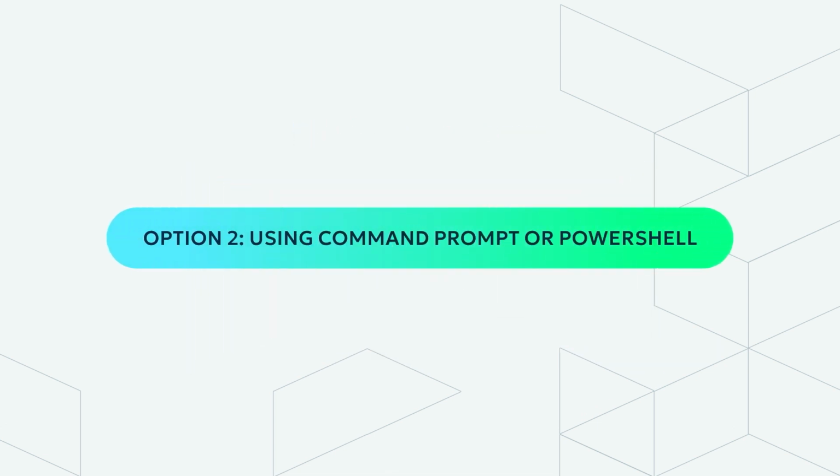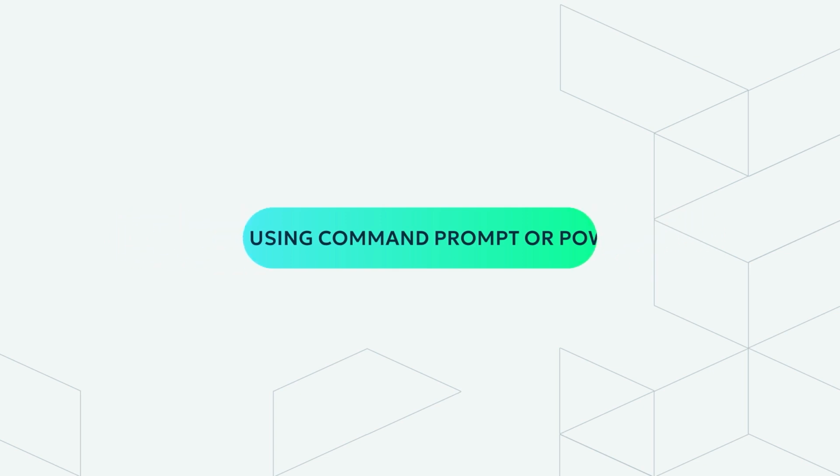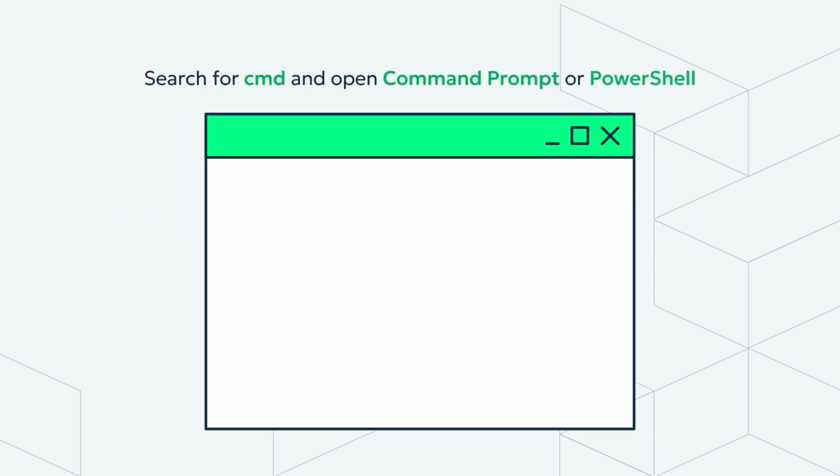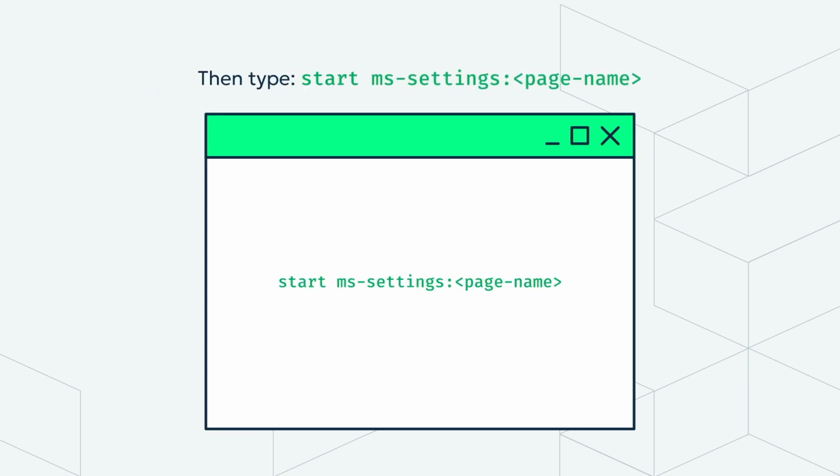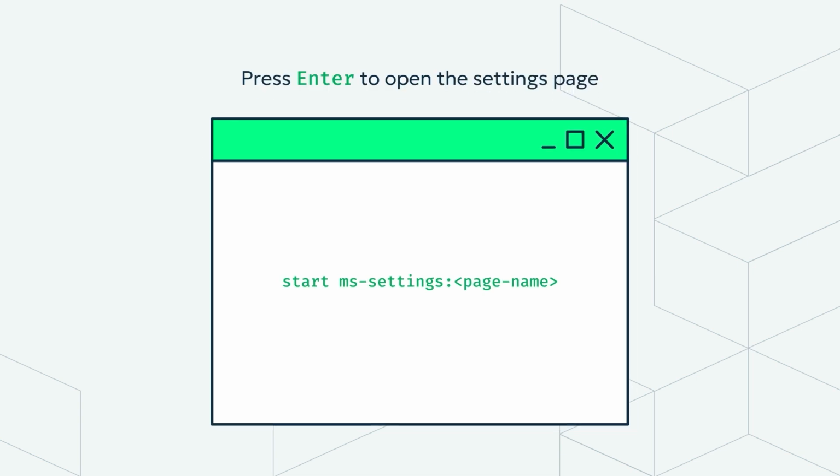Option 2. Open a settings page using Command Prompt or PowerShell. Search for CMD and open Command Prompt or PowerShell. Then type start ms-settings: followed by the page. Press Enter to open the settings page.